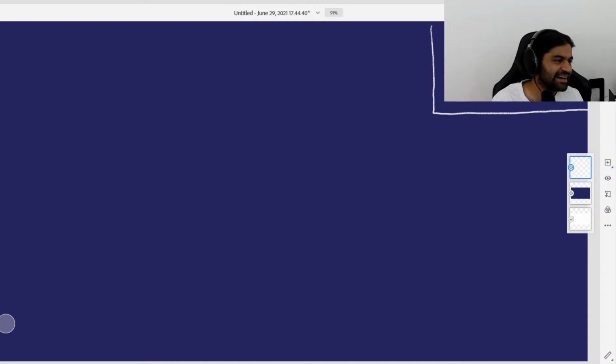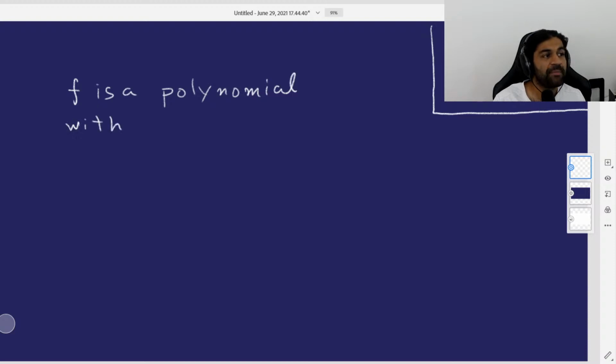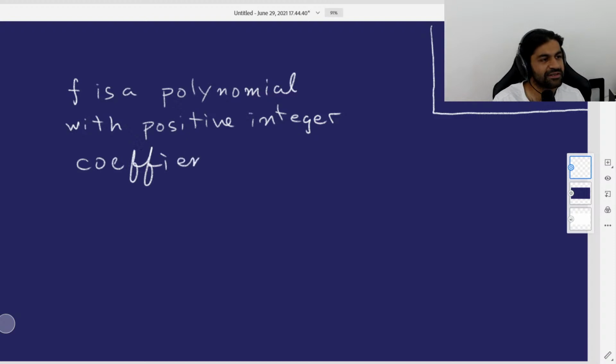This is, I would say, the only kind of number theory-esque one on this list that I have here. So let's say f is a polynomial with positive integer coefficients. Let me know if any of the words in the question are not clear. So f is a polynomial with positive integer coefficients.